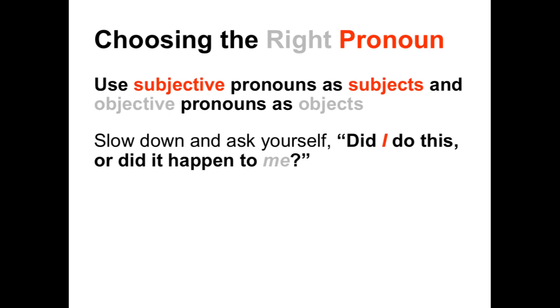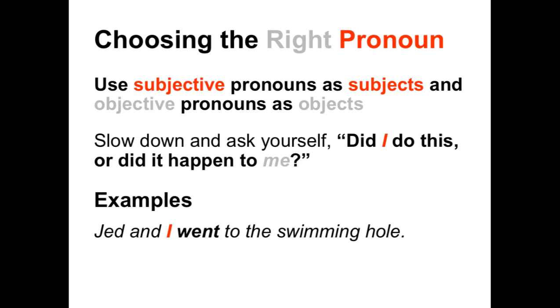The key is to slow down and ask yourself, did I do this? Or did he do this? Or did it happen to me or him? Here are some examples. Jenna and I went to the watering hole. Here, I is the correct use of the pronoun. But oftentimes you may hear people saying things like, Jed and me went to the mall, or Jed and me went somewhere. And that is not the correct use.